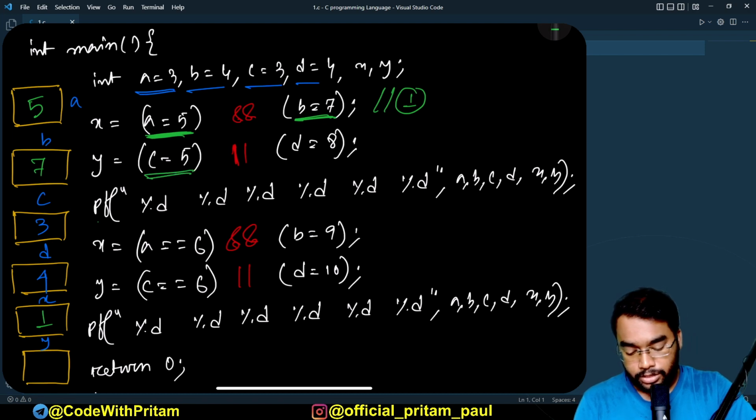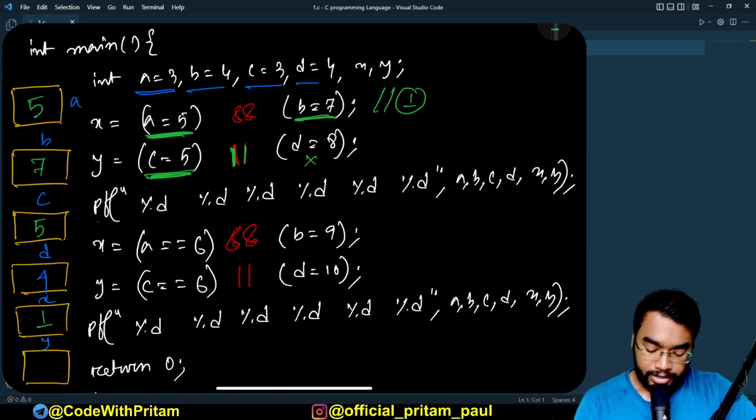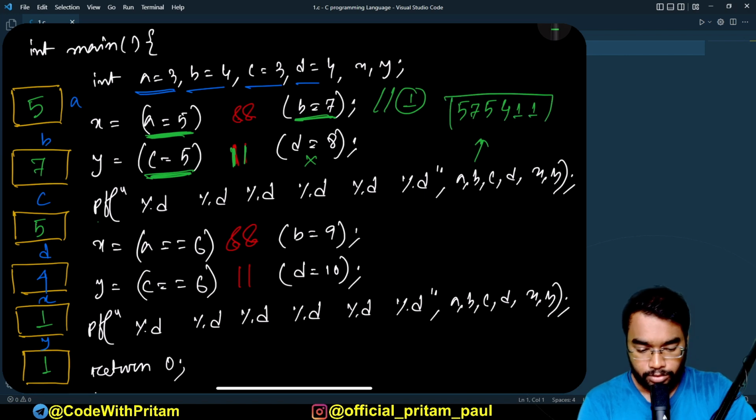Here also C equal to 5, which is true. So C is going to change to 5, but as it is an OR operator here, we won't be going to this section. So the output would definitely be 1. Clear? Now when you print out this statement, the output would be 5 7 5 4 1 1. This is the output.